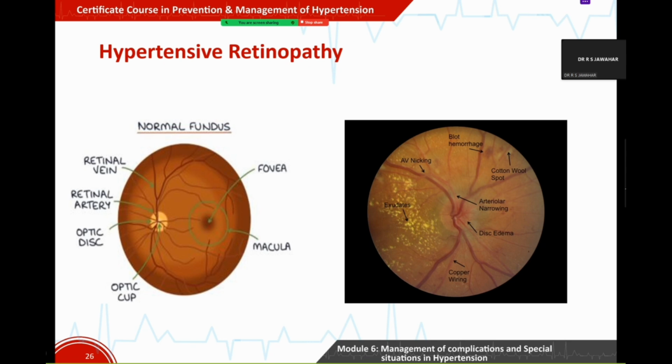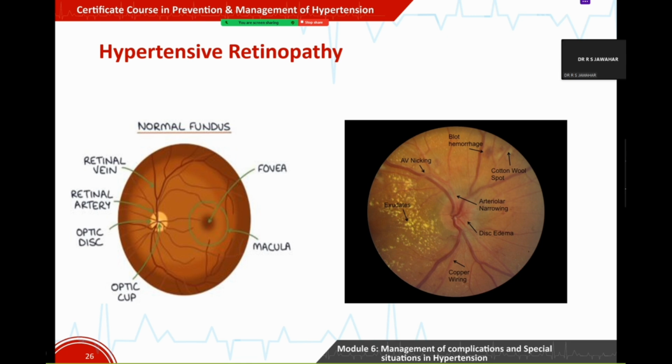So this is a big picture showing you the normal fundus. See the optic disc here. See the retinal artery and the retinal vein. So the macula, fovea, and the optic disc.